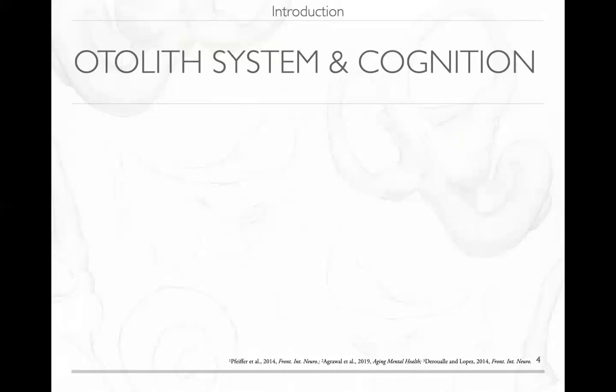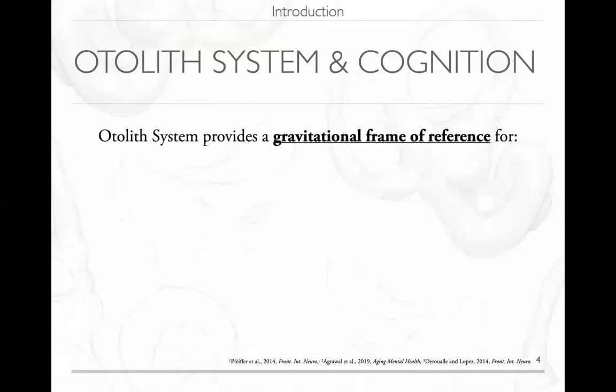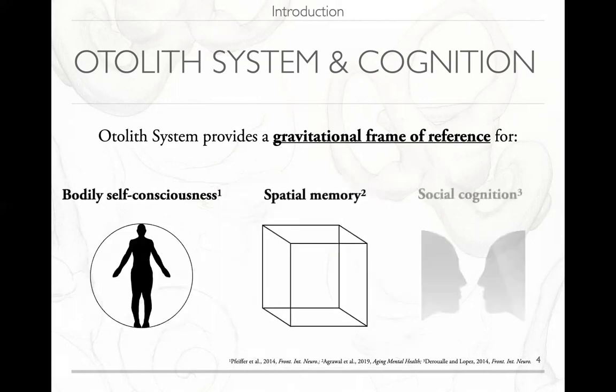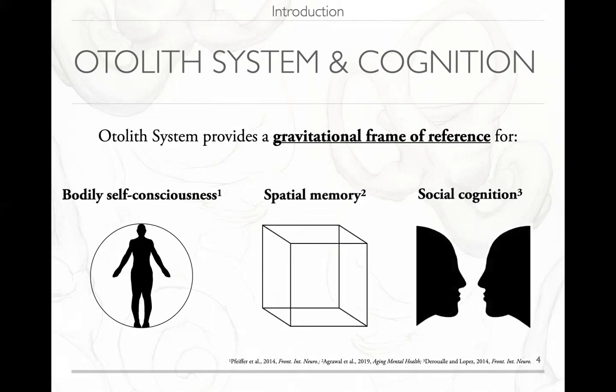So growing evidence is suggesting that this otolith system provides an essential gravitational frame of reference for cognitive processes that are fundamental to our concept of the human mind. These include things like bodily self-consciousness, spatial memory, and even social cognition. By providing such a framework, the otolith system is foundational for interpreting sensory signals in 3D space and facilitates signal integration with other cognitive processes.